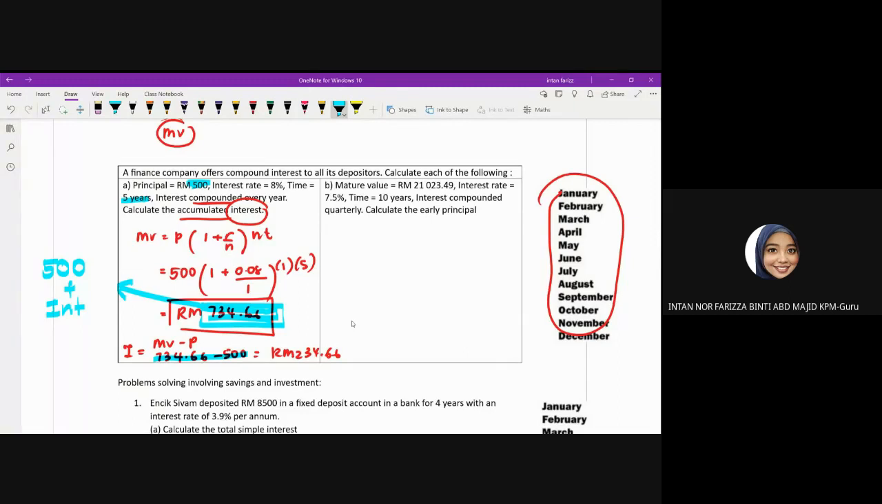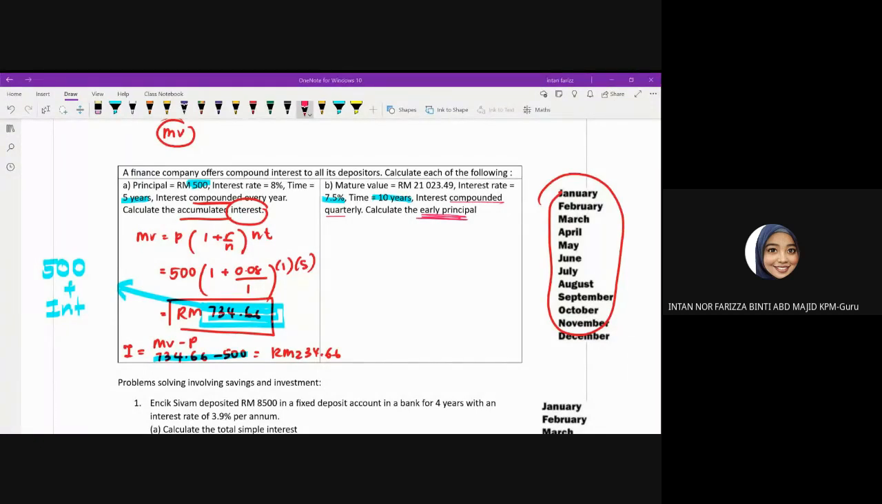Mature value is 21,023.49. Interest rate is 7.5% and the period is 10 years. Interest compounded quarterly. You have to calculate the early principal. So early principal here, that means you're referring to what letter? Can somebody respond? Early principal is referring to what letter?